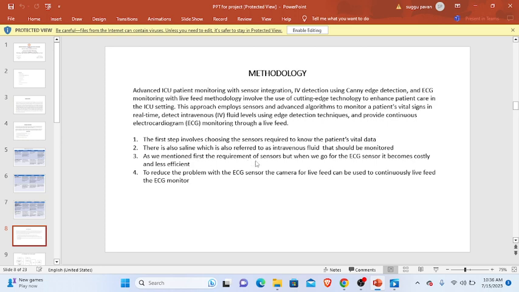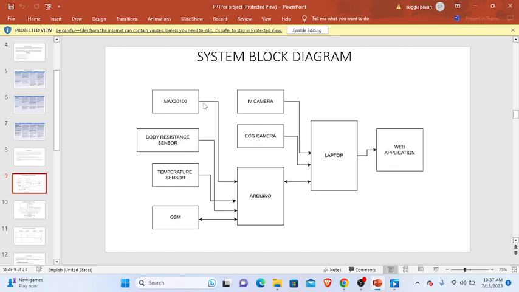As we mentioned, the first requirement is the sensors, but when we go for ECG sensors, it becomes costly and less efficient. So to reduce the problem of the ECG sensor, a live feed camera can be used to continuously live feed the ECG monitor. As the ECG sensor is costly, we have kept another camera at the ECG, which is a live feed camera, where the doctors can see the live feed of the ECG, which is cost efficient, we thought.